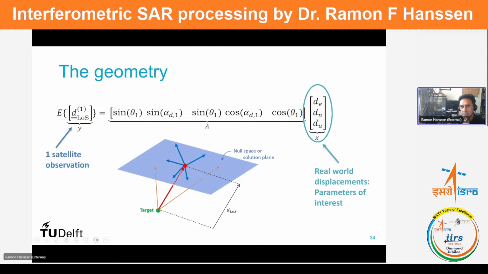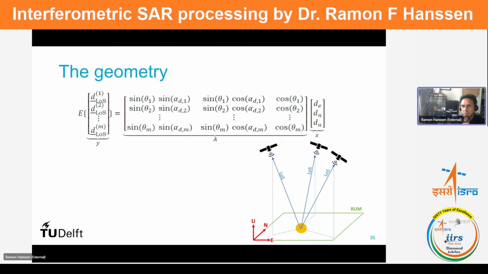So at the very least, ideally we would like to get to many different viewing geometries. So if we had 3 satellites viewing under different angles, then we have still one 3-dimensional parameter vector, east, north, up of the displacement. But now on the left-hand side, we have 3, 4, maybe even more observations of that same object. So this would be basically the ideal case.